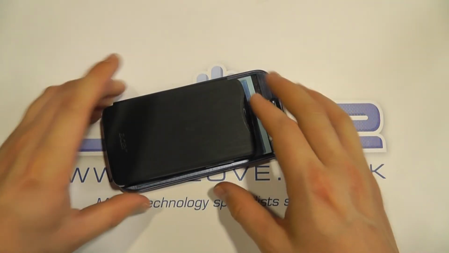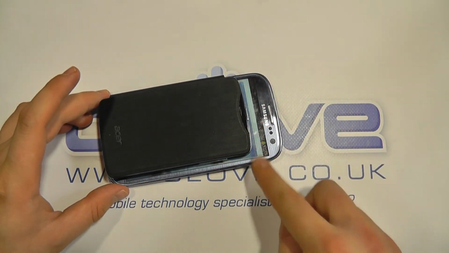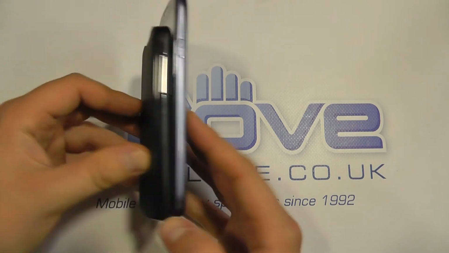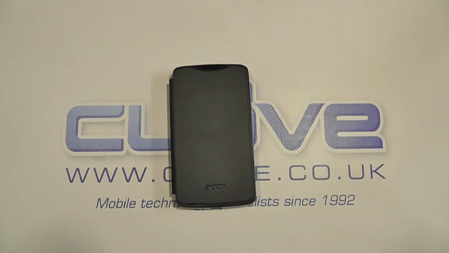And finally the Samsung Galaxy S3, world apart in their actual specifications, and they are in their size as well, but you can get an idea of how the two actually differ. So that's just a quick hardware size comparison of the Acer Liquid Z3.